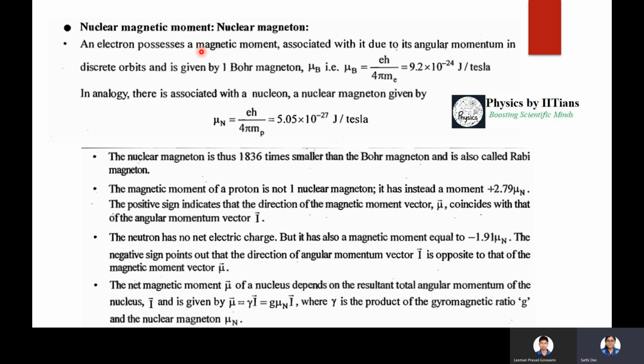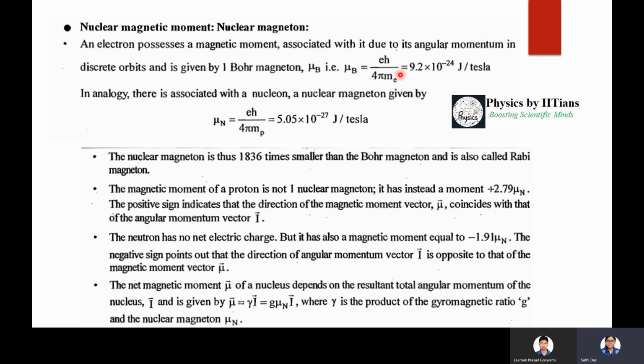Since the nucleus is a charged particle, it will also have a magnetic moment because it is moving. Whenever there is a magnetic moment, we should define it in terms of the magneton. Just like electrons have the Bohr magneton, for the nucleus the magnetic moment associated with the nucleus we term the nuclear magneton. And what is the value of the Bohr magneton? The Bohr magneton value is eh cross by 2 m.